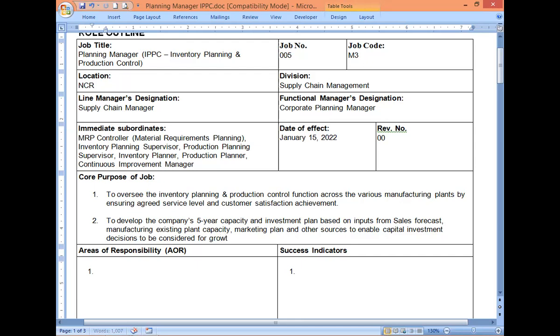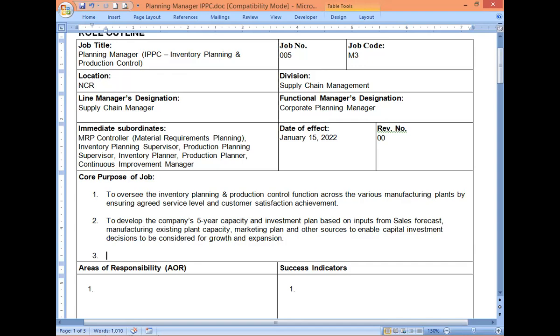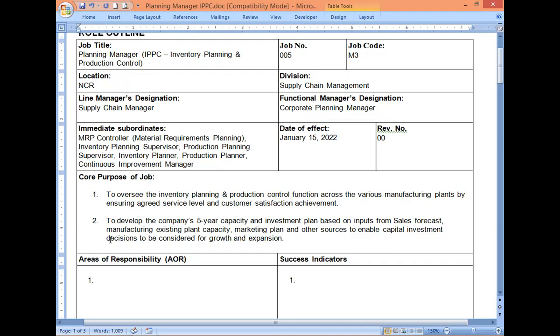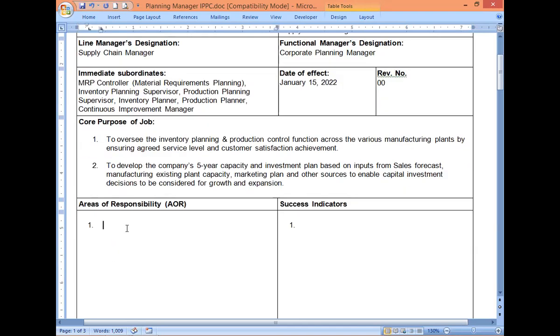I don't know if the grammar is correct, but anyway, what is important is you understand what I'm trying to say here. Expansion. Maybe we can just check later, but what's important is I'm trying to give you the message on how to write the job description of a planning manager.